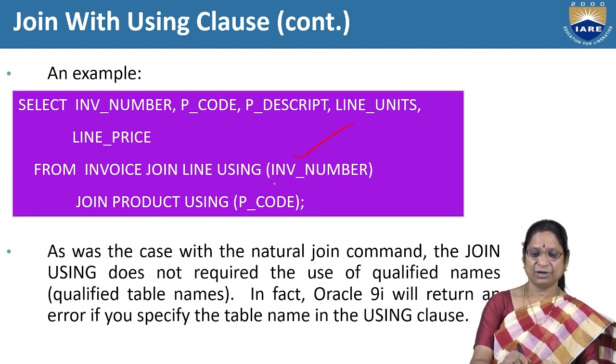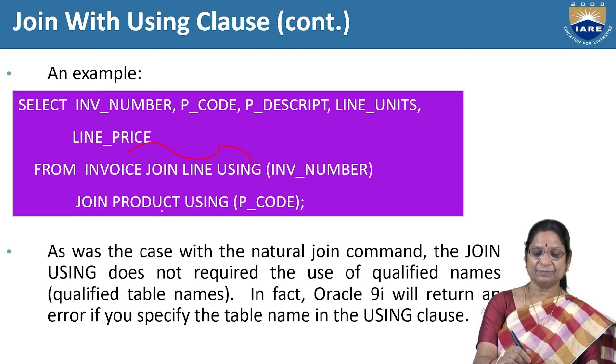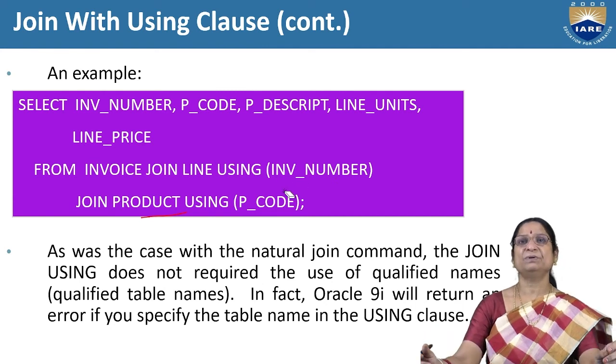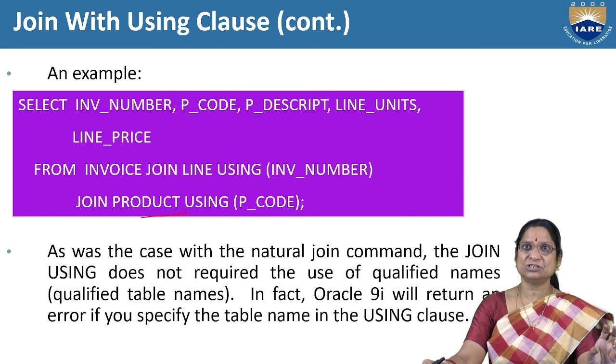Okay, join product using P code. That means these two are joined on invoice number, and the resultant and product are going to be joined using product code. So two joins are there, remember. If it is a where clause, we will write two join conditions, as we are joining three tables. Here we need not write a condition because the common attribute concept is there, no? So that's why natural join, no?